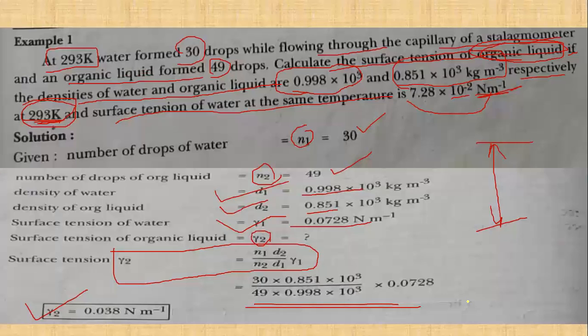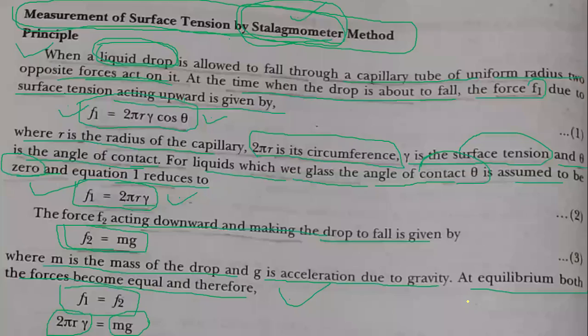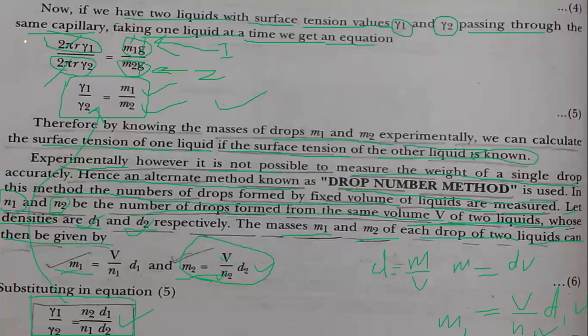Okay, this is all about the surface tension. Okay, the principle, what is the principle to measure the surface tension by using stalagmometer? This is the principle on your screen. Two forces act on it, force F1 and F2. At equilibrium, if they are equal, then you get this equation, and by using that equation for liquid 1 and for liquid 2, you divide them, and after dividing you get the formula.